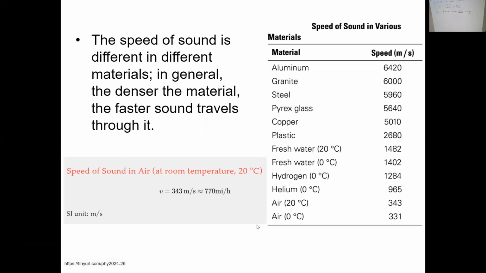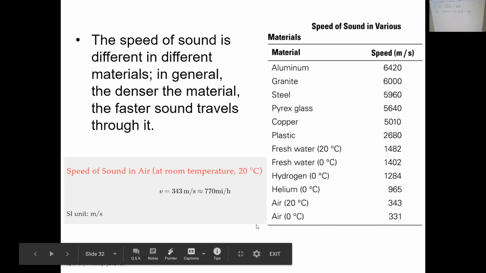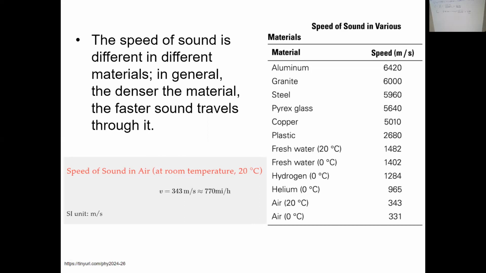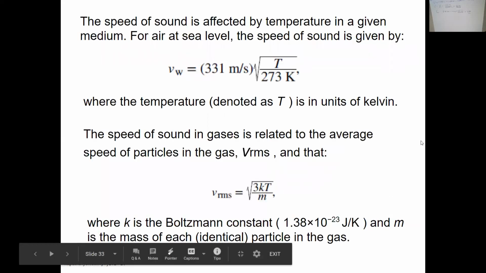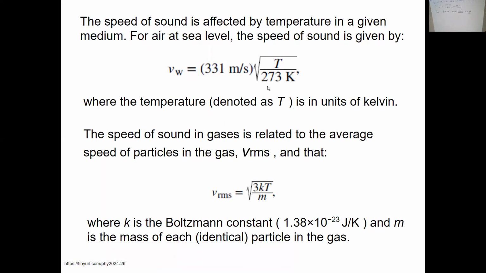You probably would notice that the speed of sound also depends on temperature. If you have higher temperature, for example, the last two in the equation in air, at 20 degrees Celsius the speed is slightly faster than when the air is at 0 degrees. Similar for fresh water, the two speeds are slightly different. In the equation, the wave speed of sound is proportional to the square root of T divided by 273, in Kelvin. So T should also be in Kelvin.